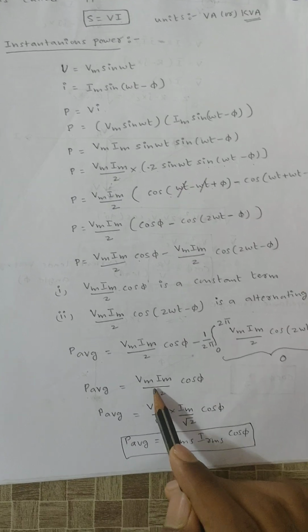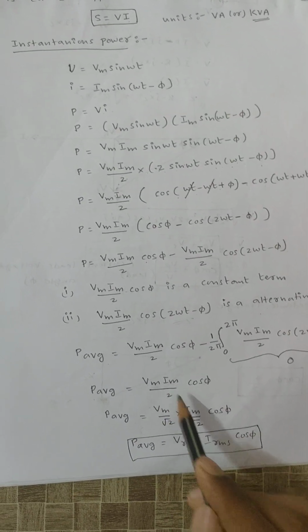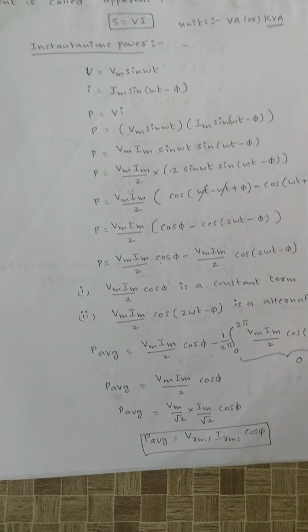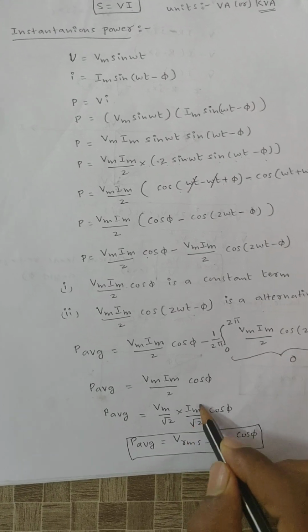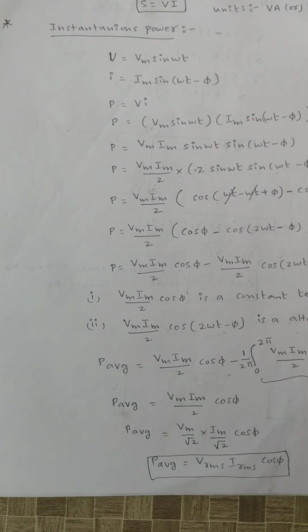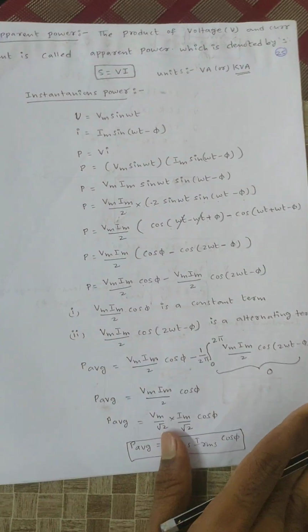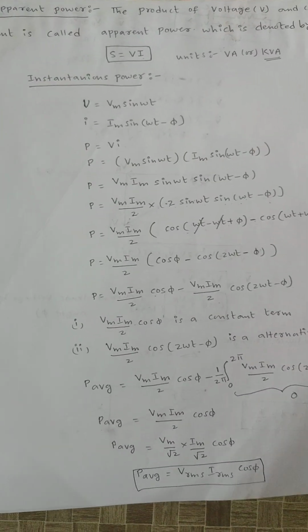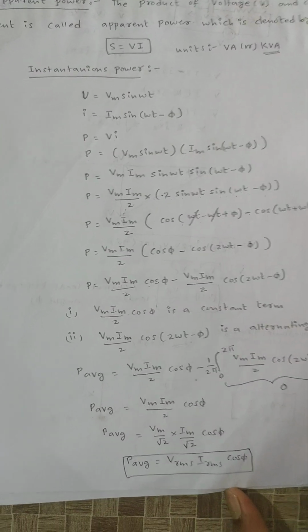Already we know this value can be written as Vm by root 2 into Im by root 2, right? Then average power is equal to Vm by root 2 into Im by root 2 into cos phi, that is P average is equal to Vrms into Irms into cos phi. Okay, that is the analysis of the RL circuit. Okay, thank you all.